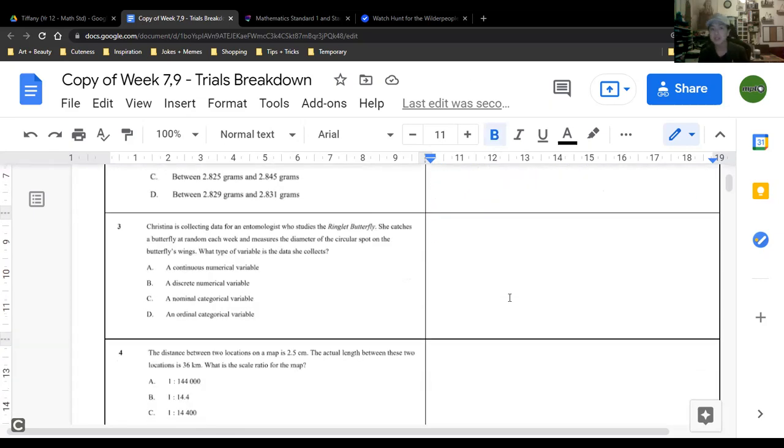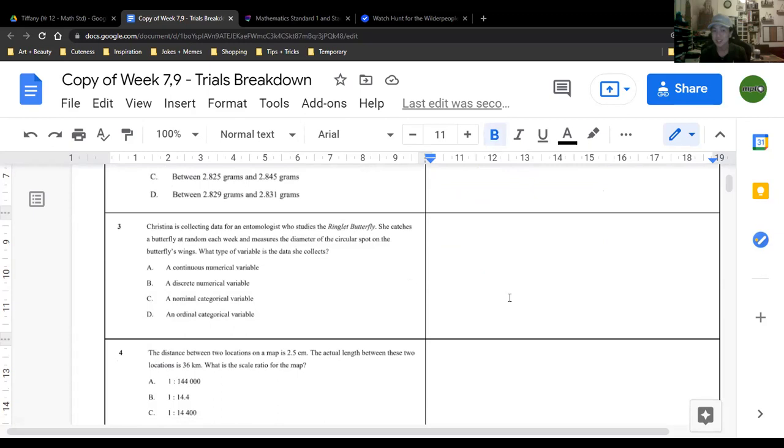So Christina is collecting data for an entomologist, who is someone who studies insects, not that you need to know that, who studies the ringlet butterfly. She catches a butterfly at random each week and measures the diameter of the circular spot on the butterfly's wings. What type of variable is the data she collects? So here, just think about what a measurement of a circular spot on a butterfly's wings is.